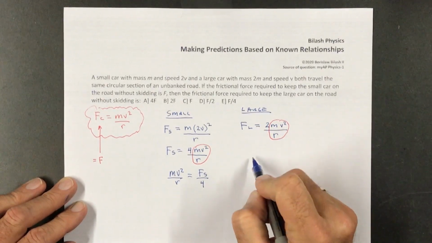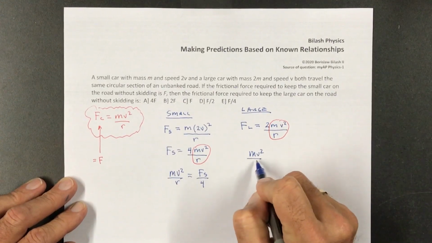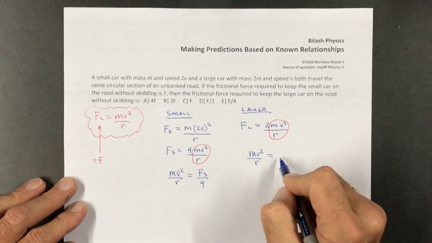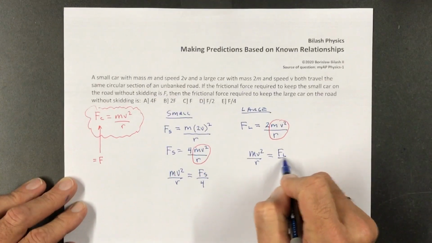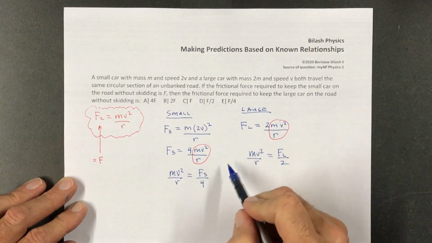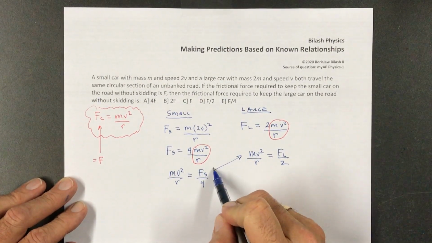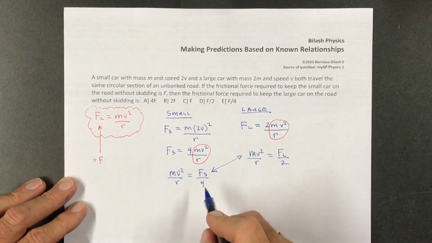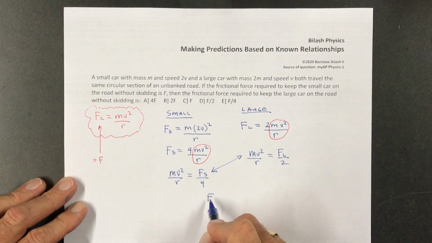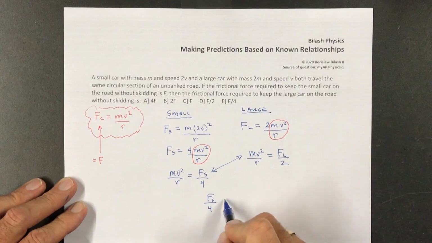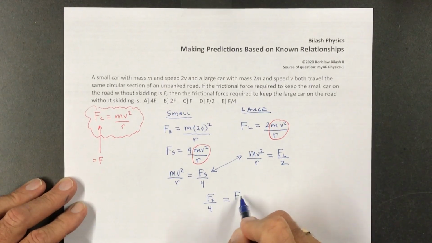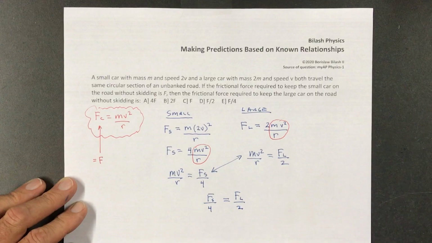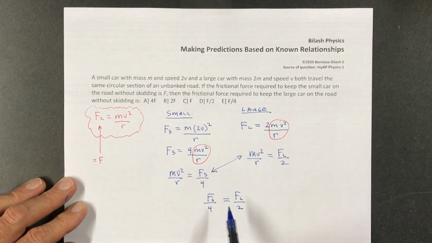And we'll do the same thing here. mv squared over r is going to be equal to Fl divided by 2. Now, since these two equations are equal to the same constant, I can set the other side of each equation equal to the other. And that is the relationship between the small car and the large car.